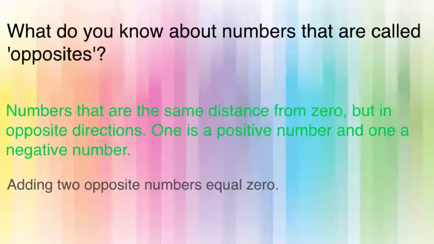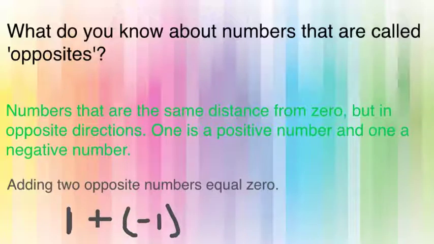So if I add two opposite numbers, let's just say 1, we're going to use 1 plus negative 1. Well, they're the same distance from 0, but in opposite directions. So when I add them together, they're going to cancel each other out and become 0. So make sure you have that in your notes somewhere because that is a very unique characteristic that you need to remember. Now we need to talk about absolute value, and we need to make sure that you understand the difference between opposites and absolute value because this can be a confusing concept to students.